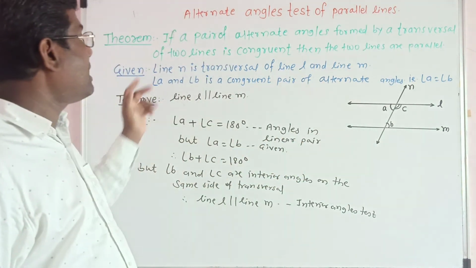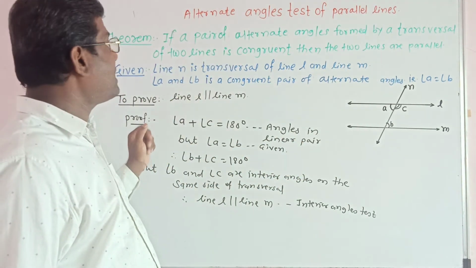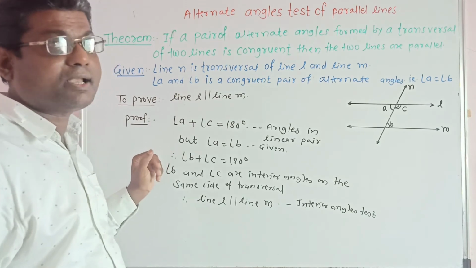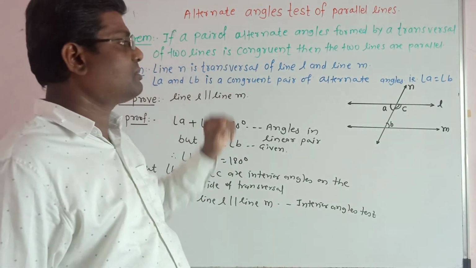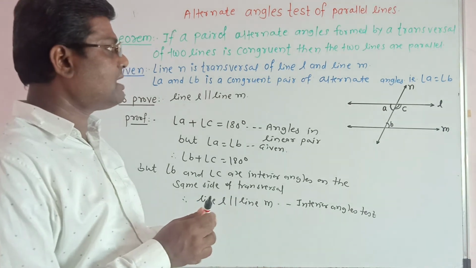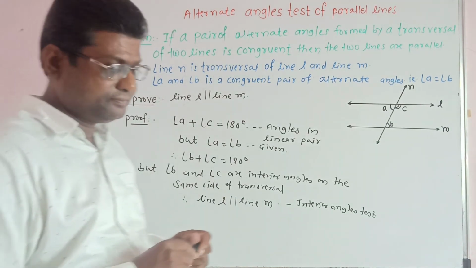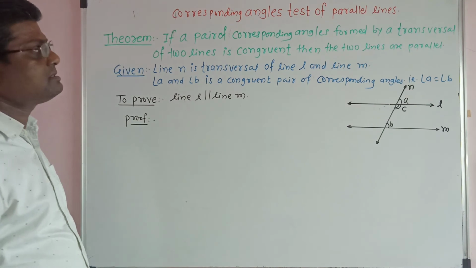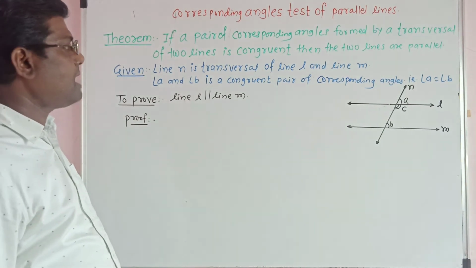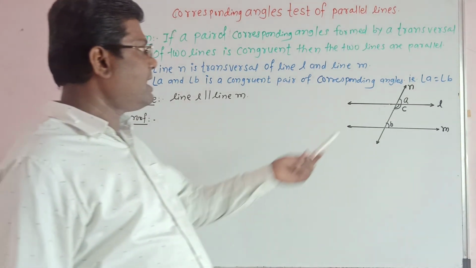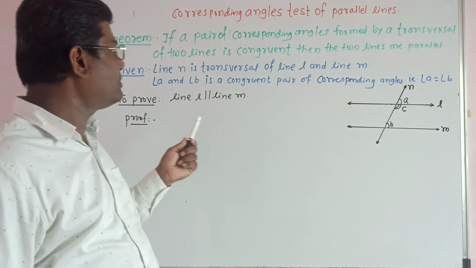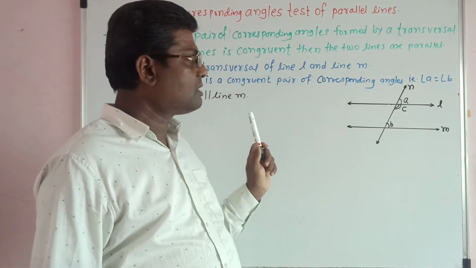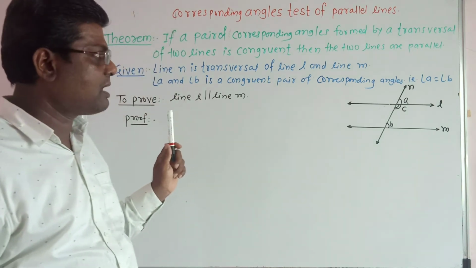So, what is the alternate angles test of parallel lines? If a pair of alternate angles formed by a transversal of two lines is congruent, then the two lines are parallel to each other. Corresponding angles test of parallel lines: if a pair of corresponding angles formed by a transversal of two lines is congruent, then the two lines are parallel.